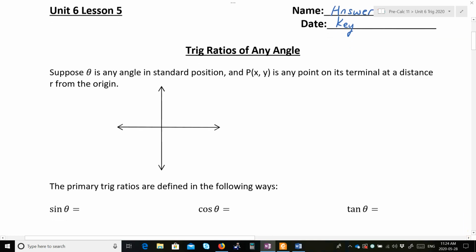So suppose theta is any angle in standard position and P(x, y) is any point on its terminal arm at a distance r from the origin. So let's say it's in here, for example. This is the point P(x, y). And the angle is measured from the initial arm, which is on the x-axis like that, to the terminal arm. This is angle theta.